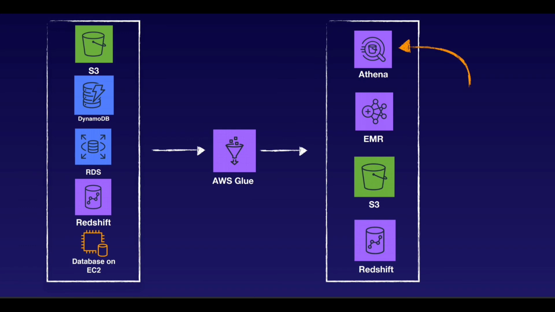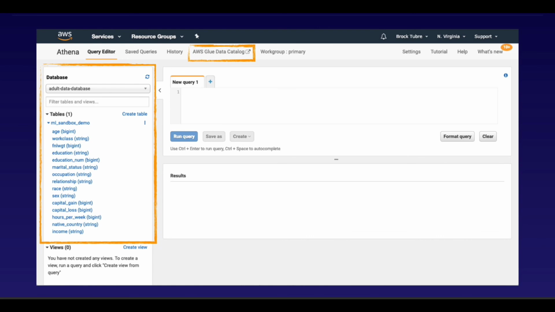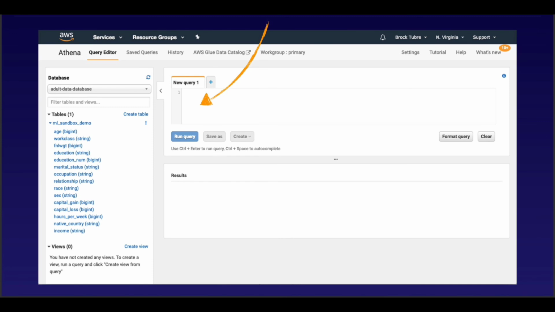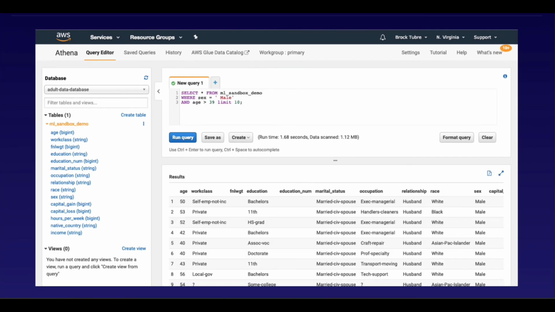We can essentially set up a table within our data catalog within AWS Glue and use Athena to query our S3 data. So within the console, we can select tables that are defined within our AWS Glue data catalog. We can write a query and then output the result onto S3 or output the results onto a CSV file. So I wanted to mention Athena here so we know that we can use it to query our S3 data.